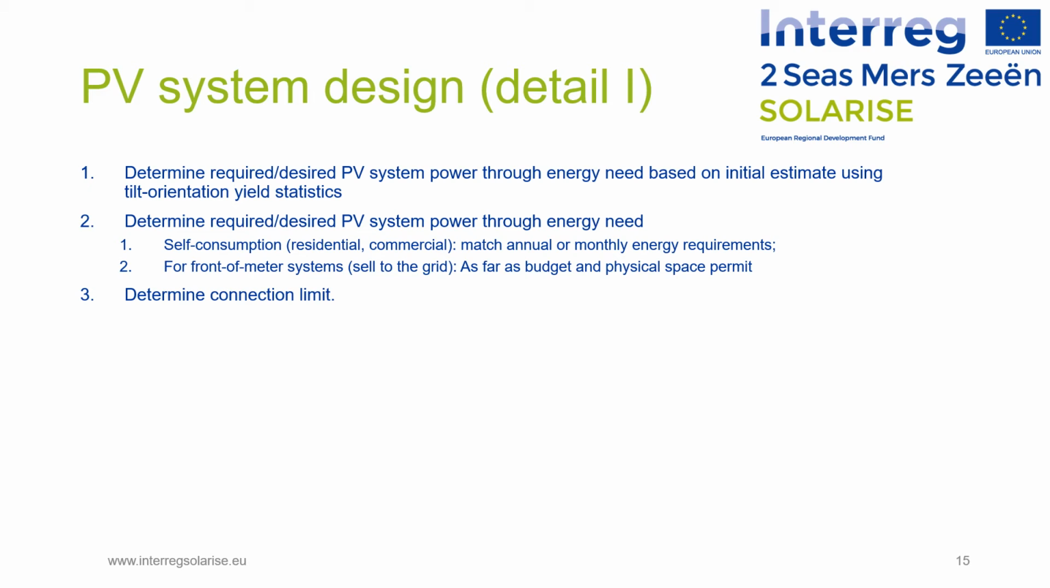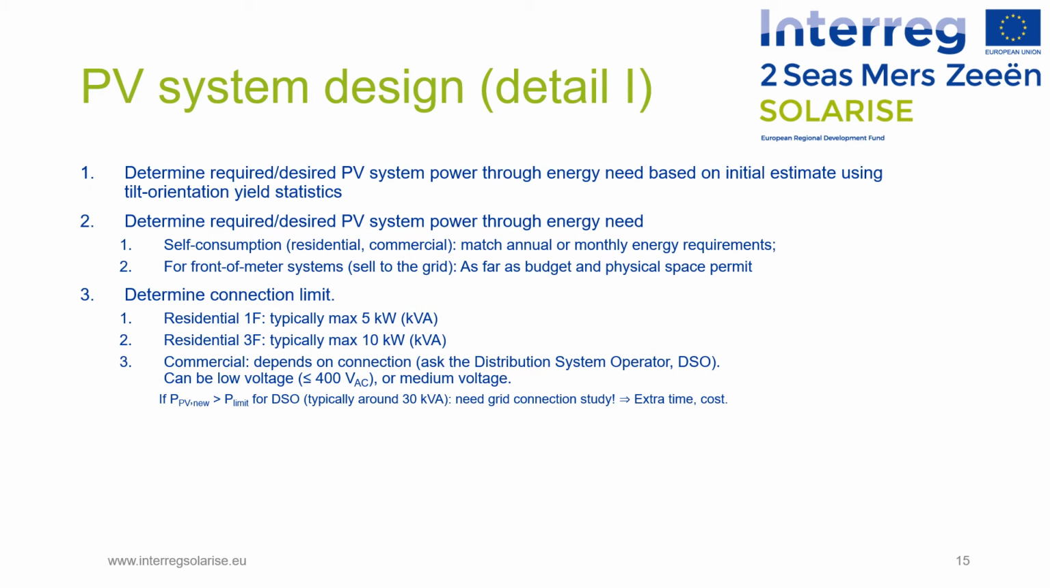But all of this needs to be balanced by the connection limit. For residential single-phase systems, that is max 5 kilowatts. For residential three-phase, the maximum allowed power is usually 10 kilowatts AC. And for commercial or industrial systems, it depends on the connection, and there it's usual to consult the distribution system operator, or DSO.